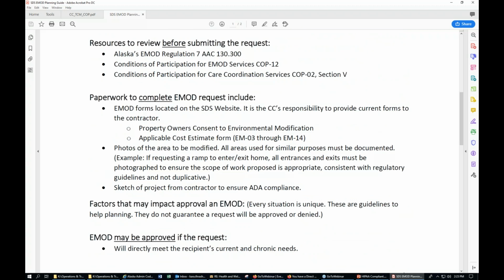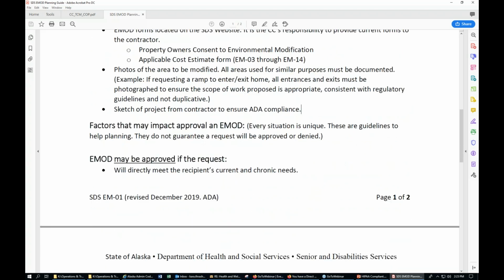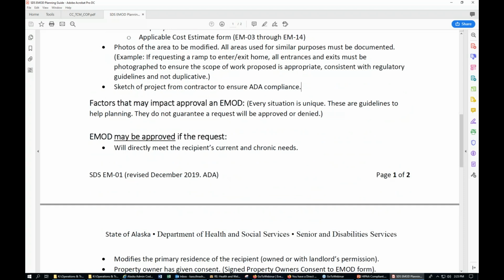Paperwork to a complete EMOD request would be the forms. So current forms on the website, property owner's consent, cost estimate forms, whichever goes with the project that is being requested, photos of the area, and here it says all areas used for similar purposes must be documented. Okay, so the contractor could take these photos, you could take these photos, either one. And sketch of the project from the contractor. So the contractor is going to give you much of these things. It really isn't your zone, if you will. It's their thing that they're going to do as part of being a certified contractor.